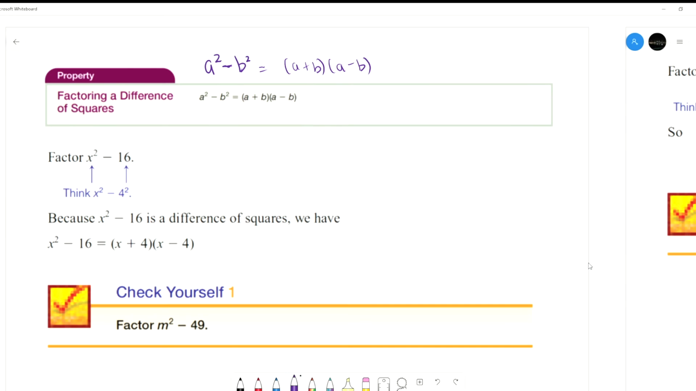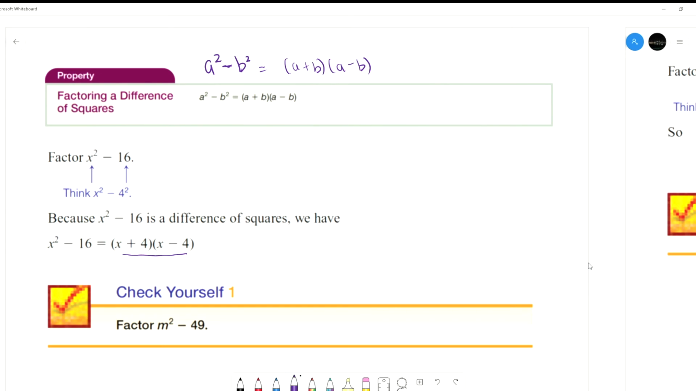Okay, so let's look at the factoring problem right below. It says x squared minus 16, right? So if you look at this, the first one is an x squared, right? The second one, 16, is what? 4 squared, right? So this is technically a difference of squares. Therefore, you can write this as x plus 4 times x minus 4, as you can see below.